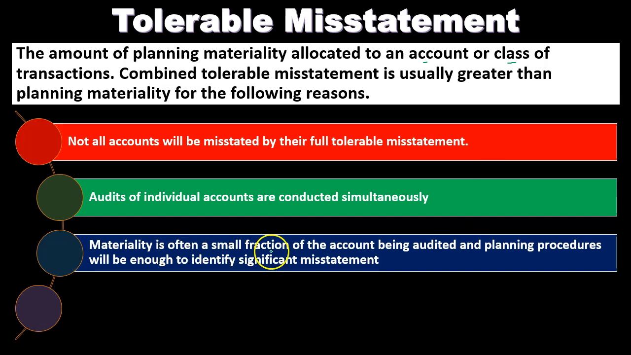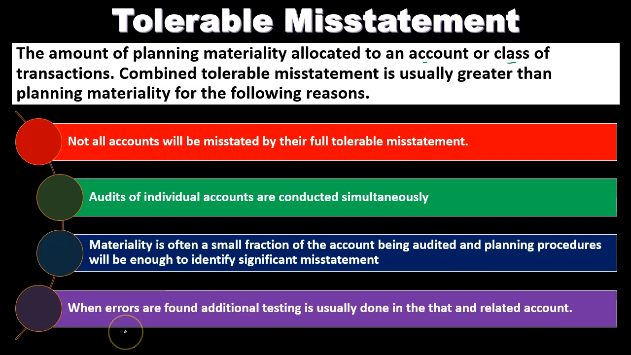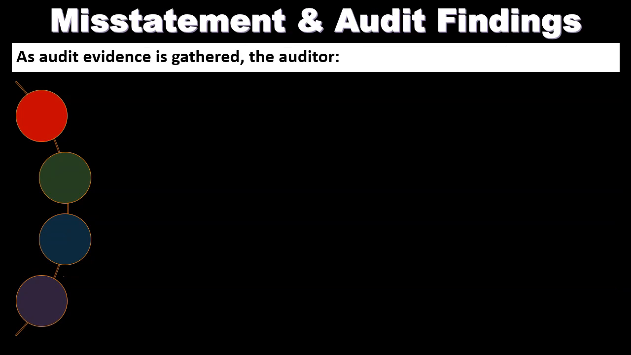So materiality is often a small fraction of the account, and we're expecting that our planning procedures will be enough to identify the significant misstatements, of course. When errors are found, we usually have additional testing of that particular account, which should reduce the amount as well. So typically at the end of the audit process, when we think about adding up the tolerable misstatements, they should be less than the overall materiality level.